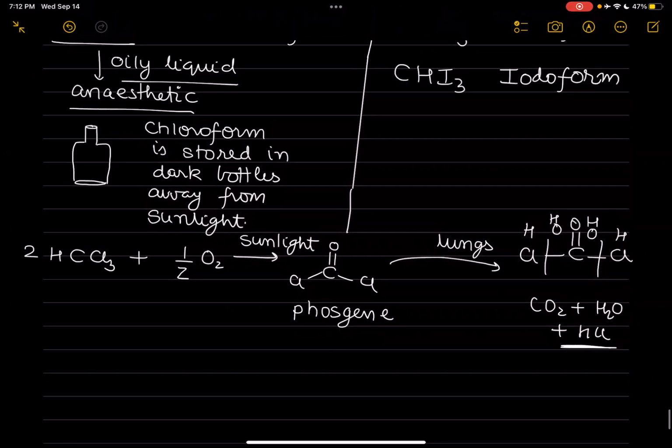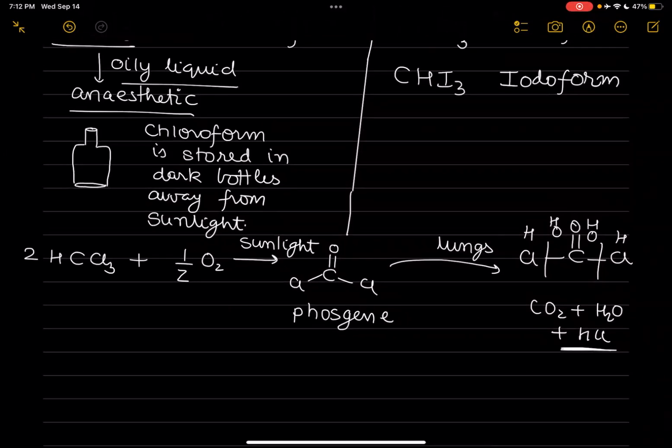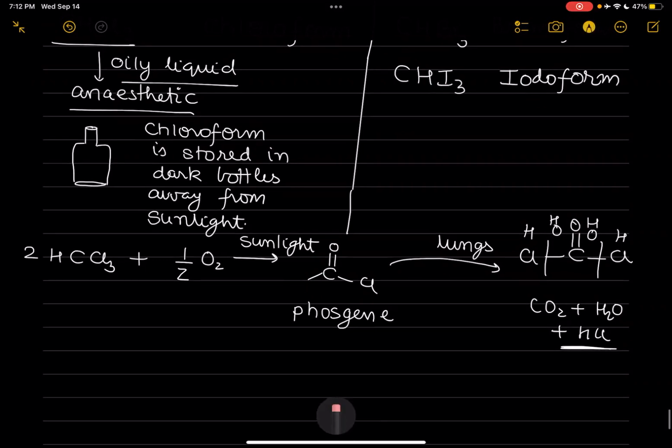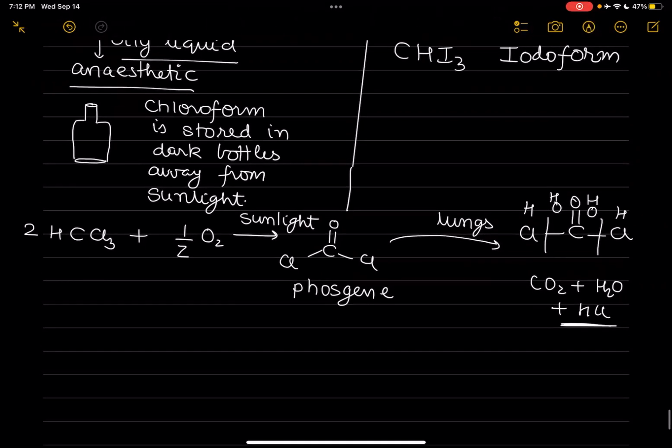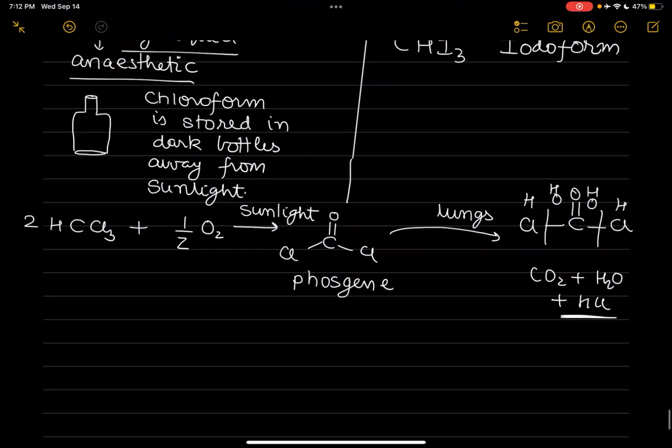So to avoid this, we do two things. One is that we keep it in a dark bottle. The dark bottle will not allow the sunlight to come in, so no reaction will happen. Is it clear? And the other thing is that we add some drops of ethanol.